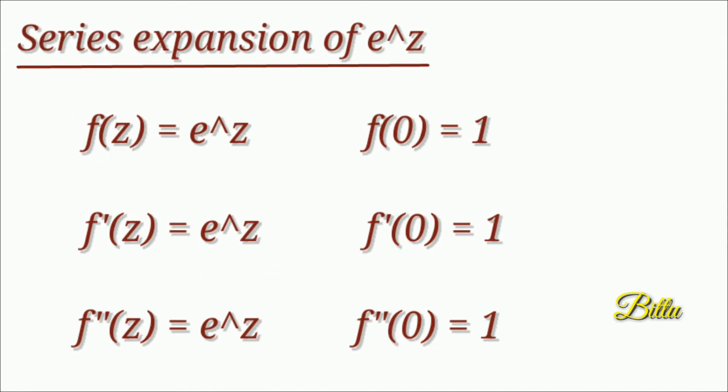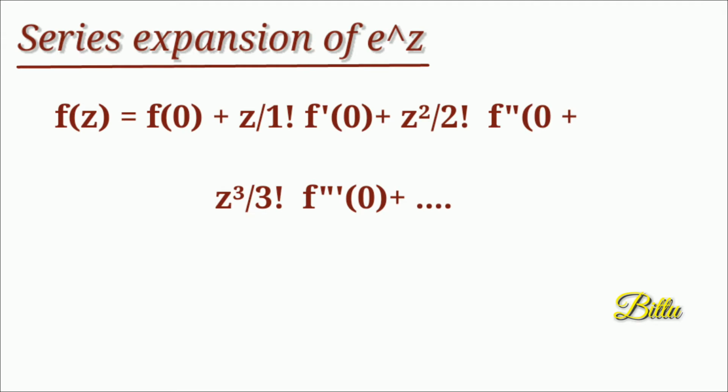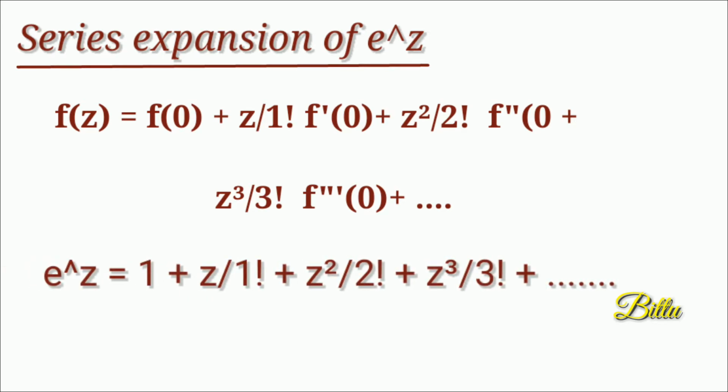Let f z equal to e raised to z. F dash z is e raised to z, f2 dash z is e raised to z. We know the successive derivative of e raised to z is e raised to z itself. Next to find these at 0. So f0 is e raised to 0, which is 1. Similarly, f dash 0 is 1, f2 dash 0 is 1. Next, you consider Maclaurin series, put a equal to 0 and substitute the values of f0, f dash 0, f2 dash 0, etc. Then you can see e raised to z is equal to 1 plus z by 1 factorial plus z square by 2 factorial plus etc.